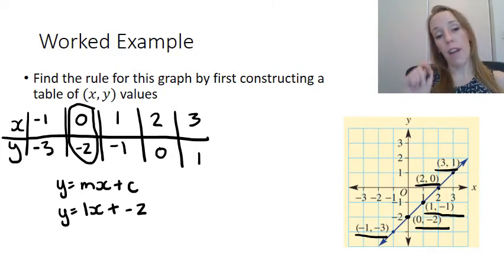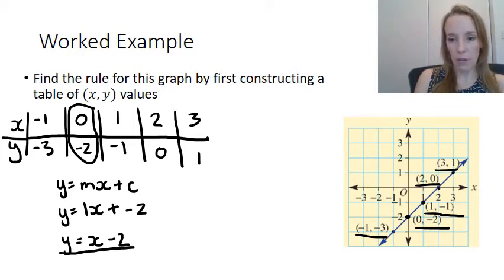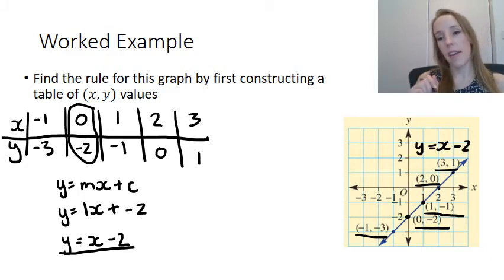So we're just going to rewrite that rule so it follows convention, because we don't write 1x, we just write x. And we don't write plus and negative, we just write take. So y equals x, take 2. That would be our rule. So our answer, y equals x, take 2. And we could label our graph here as well. So y equals x, take 2. That would be the answer there.